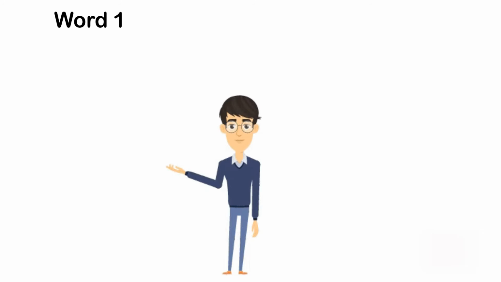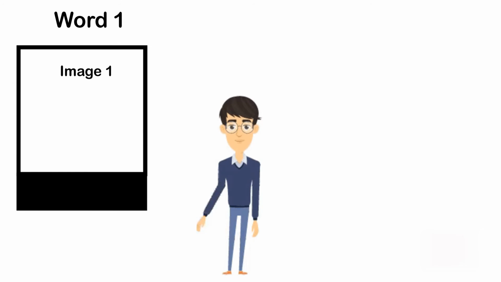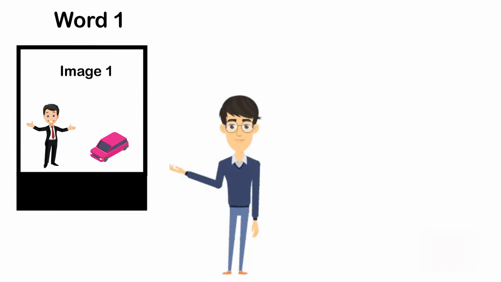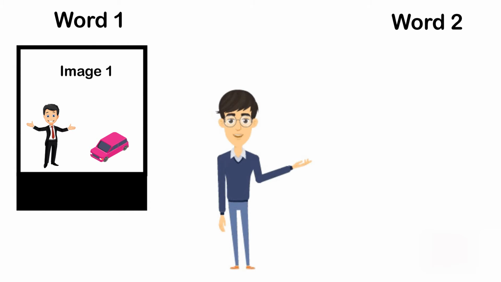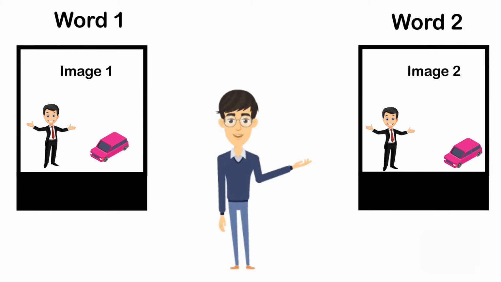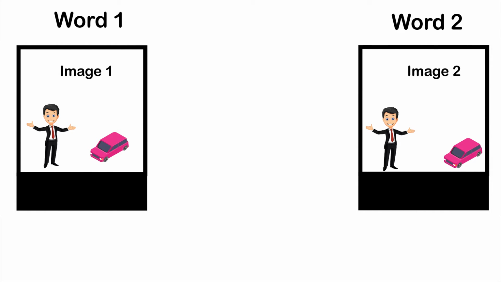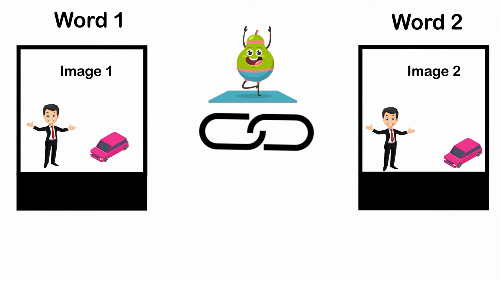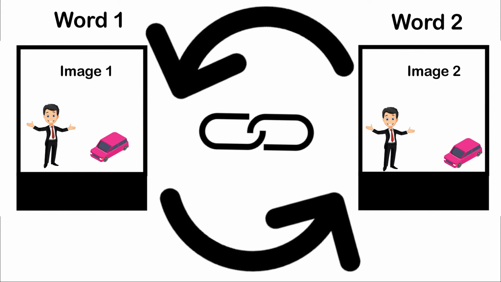Suppose we have an unknown word. Word 1. So we will try to create an image for this word 1. Make sure the image must be of a person or an object. Similarly for the second unknown word. Word 2. We will create image 2. Image 2 will also be of a person or an object. After creating images for both the words, we will link the images. Images can be linked by creating a funny image. You can link the images by swapping their roles with each other. We will understand this with an example.